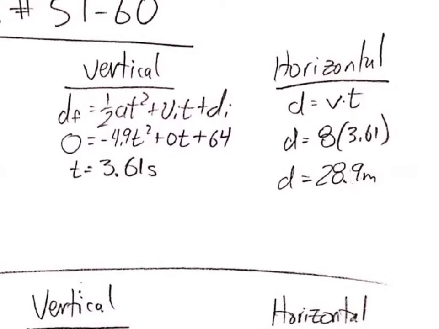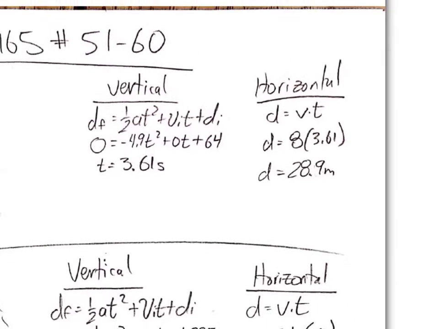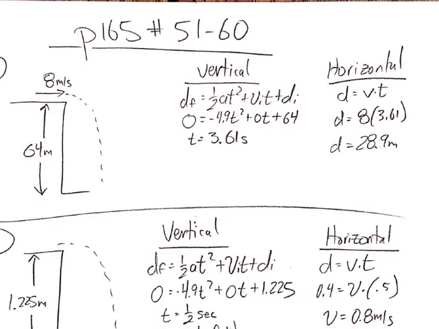So that's basically the moral of the story: for vertical motion use this, for horizontal motion use this, and separate them. Okay, so the difficult part is knowing what is what when you read through a question. There are different types of questions.